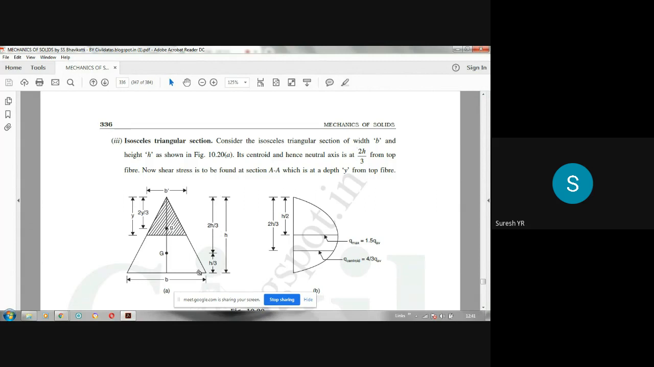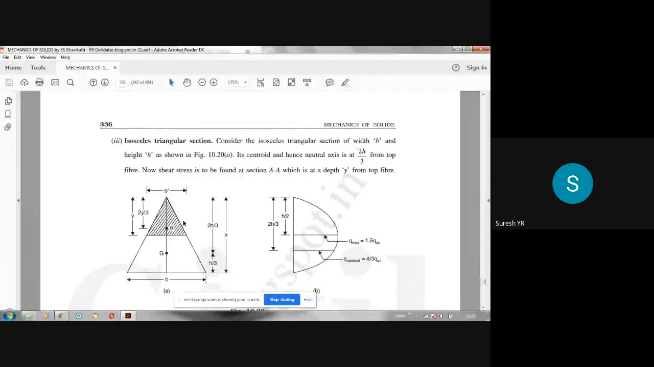In this case, I have done it a little differently. Y is measured from the top here, not from the neutral axis. Actually, the neutral axis will be here. This is the centroid of this triangular section. You know that the centroid of a triangular section will be at h by 3 from the base, or 2h by 3 from the vertex. This is the vertex, this is the base. G, capital G, is the centroid of this triangle.